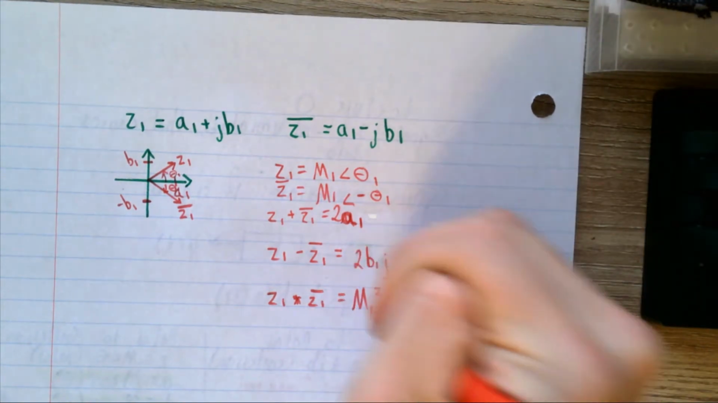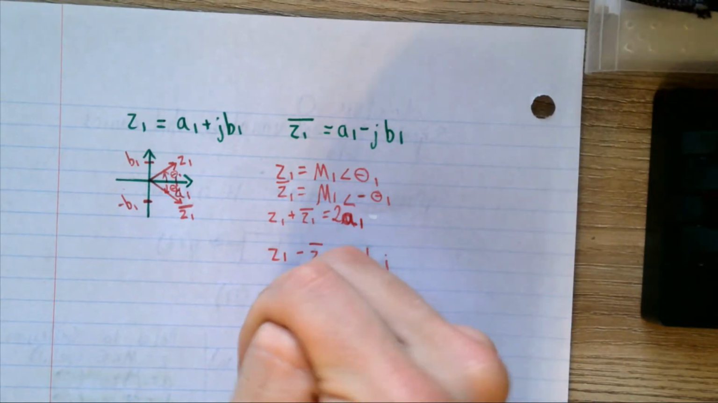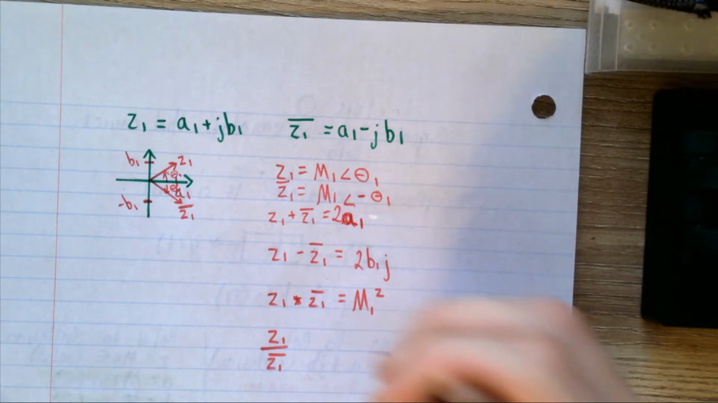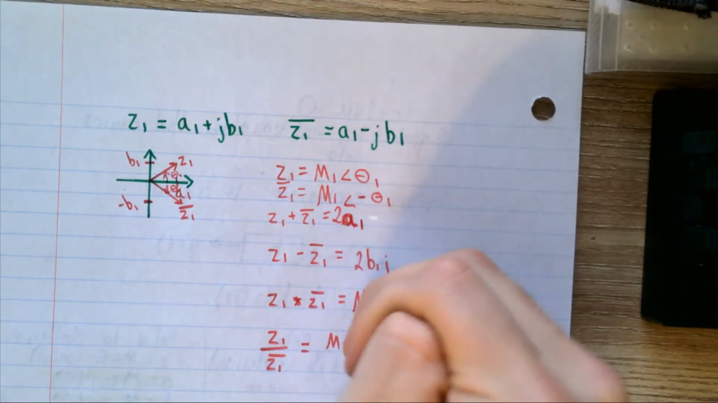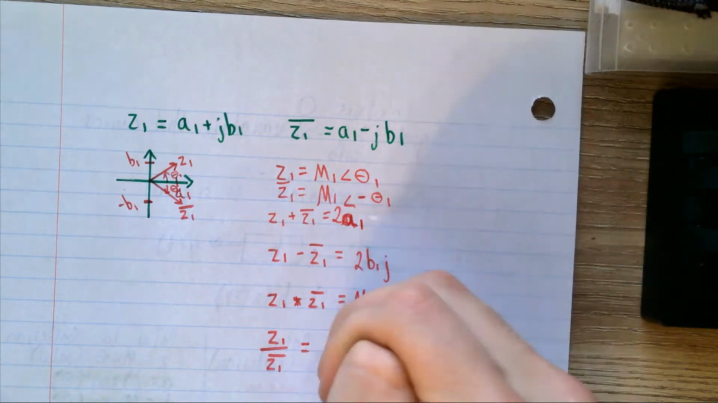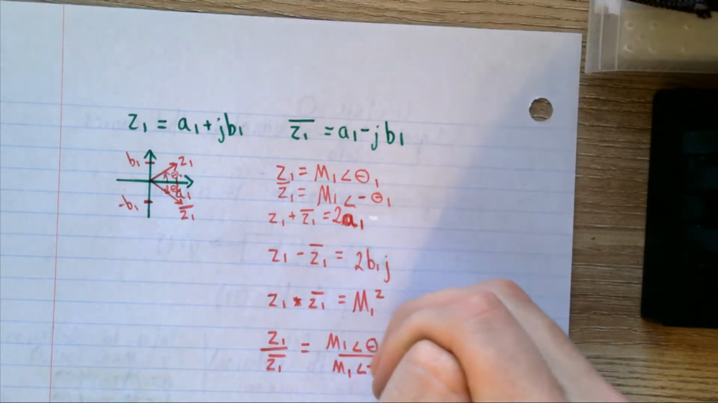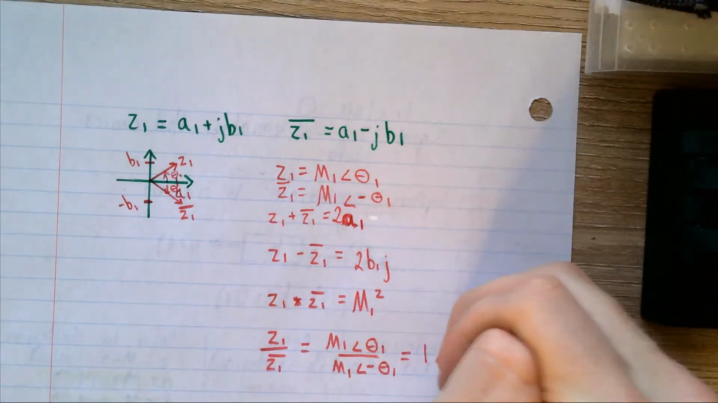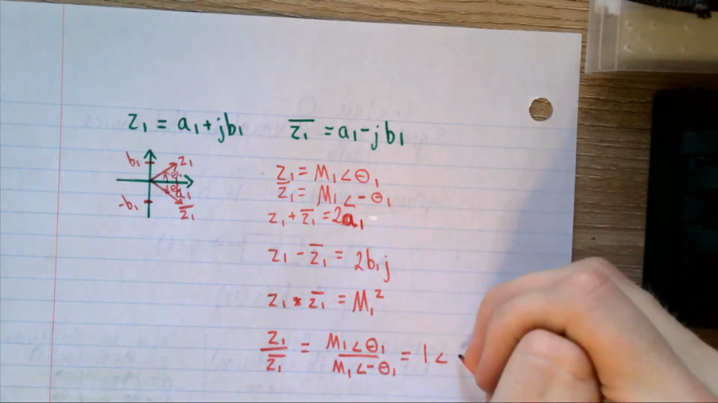And if you divide the two, Z1 divided by Z1 conjugate, what you're going to get is M1 angle of theta 1 divided by M1, and then the angle would be negative theta 1. And if you just do that, the magnitudes divide, so that would just be 1. And then it'd be theta 1 minus negative theta 1, and so that would be 2 theta 1. And so we can prove that one easily.